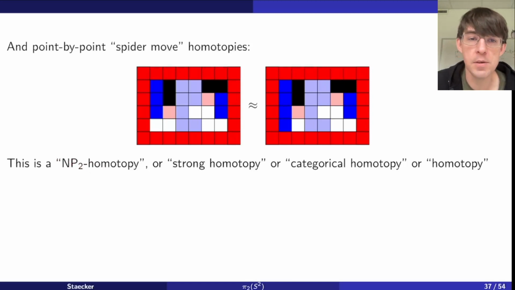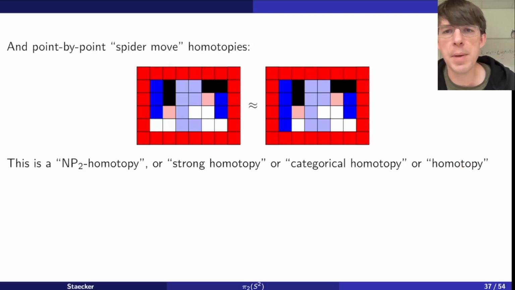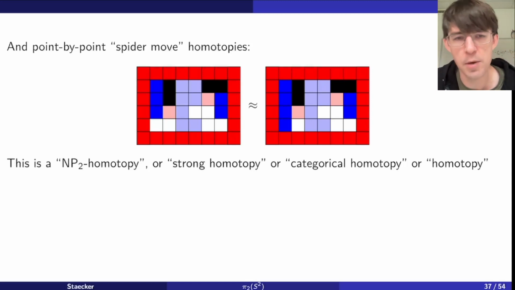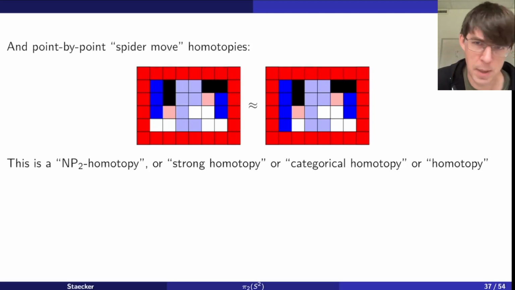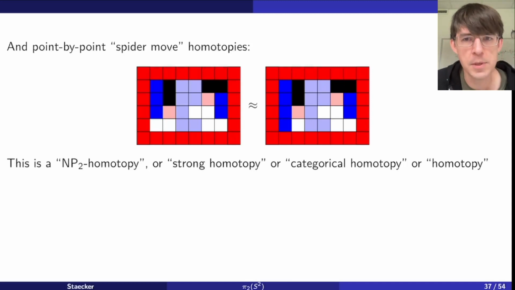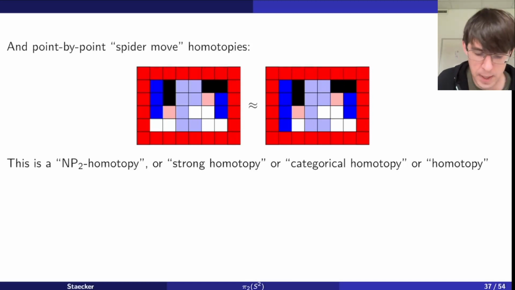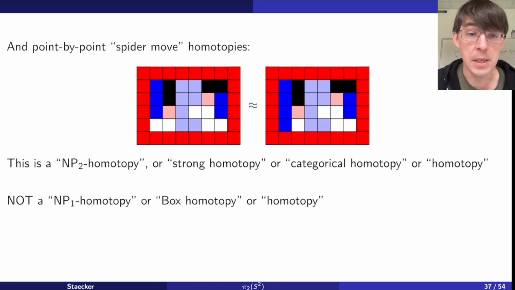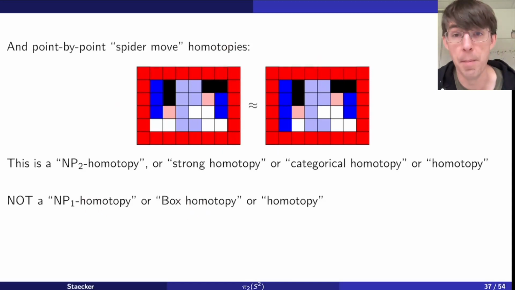types of homotopies that are discussed. This is sometimes called a strong homotopy, or the categorical homotopy, or often just referred to as homotopy. Some papers will just begin by saying all our homotopies are this type, and so we're just going to call it homotopy. But when you see the word homotopy in digital topology, you better be sure exactly what kind of homotopy they're talking about. This one that I'm talking about here, based on spider moves, is different from the NP1 homotopy, which is also known as the box homotopy.